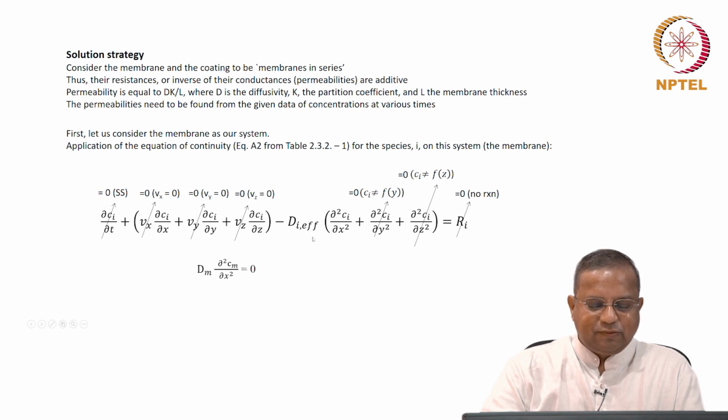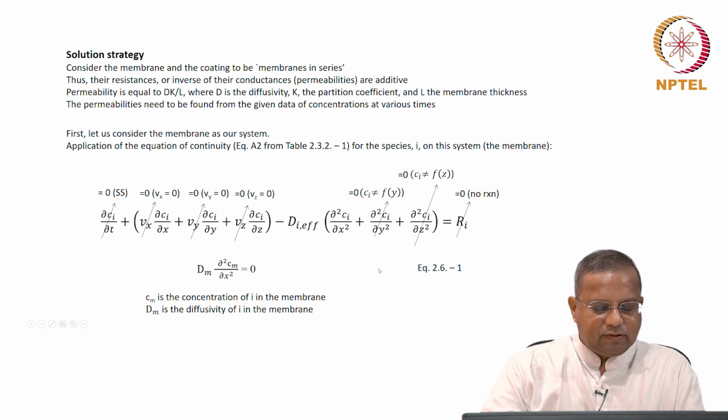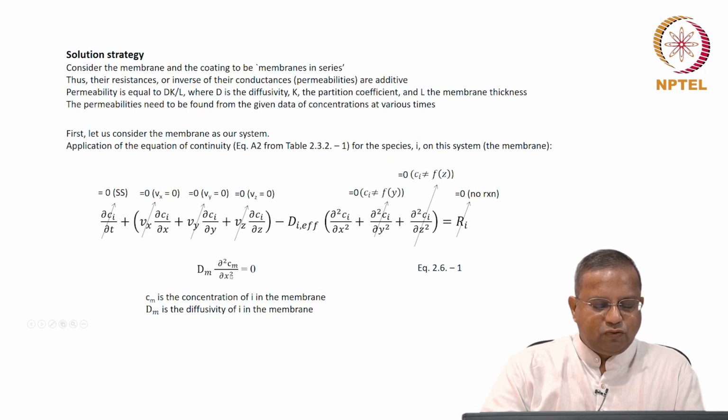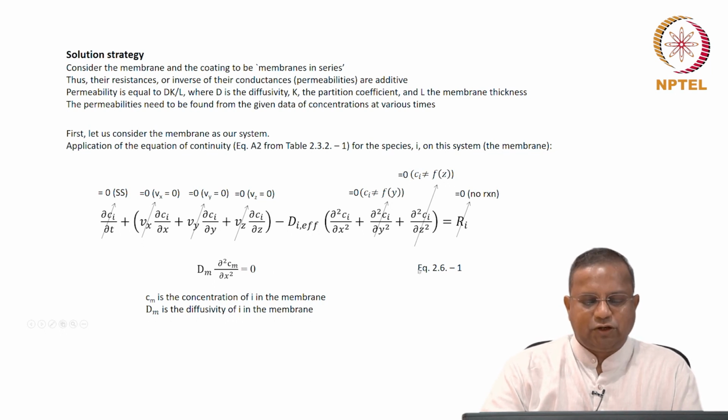Now, coming from here, I am going to call D_I effective as D_m, the diffusivity through the membrane of species I. d squared C_m by dx squared equals 0, where C_m is the concentration of species I in the membrane at various x's. This is equation 2.6-1. Of course, since x is the only variable here, you can write the partial differential equation as a total differential equation.